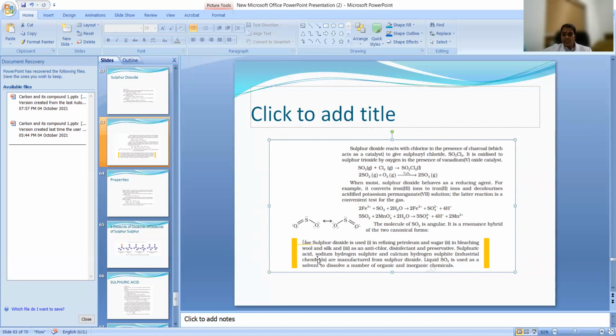What are the important uses? Sulfur dioxide is used in refining petroleum and sugar, in bleaching wool and silk, as an anti-chlor, disinfectant and preservative. Sulfuric acid, sodium hydrogen sulfite, and calcium hydrogen sulfite are manufactured from sulfur dioxide. Liquid sulfur dioxide is used as a solvent to dissolve a number of organic and inorganic compounds.